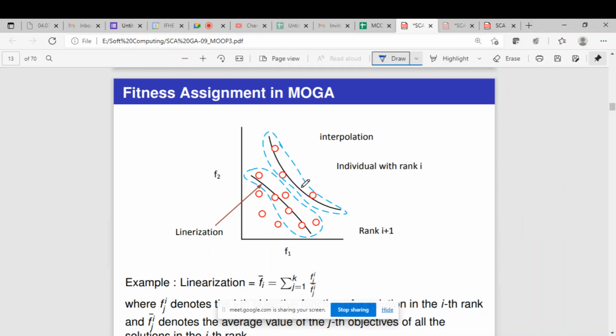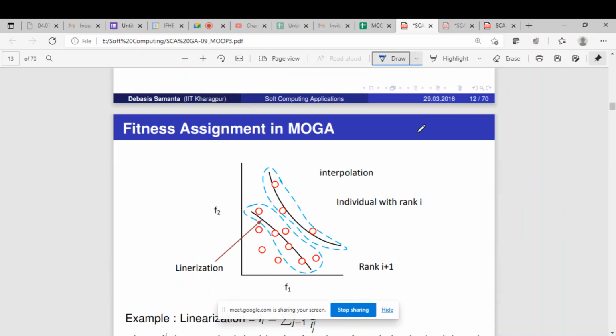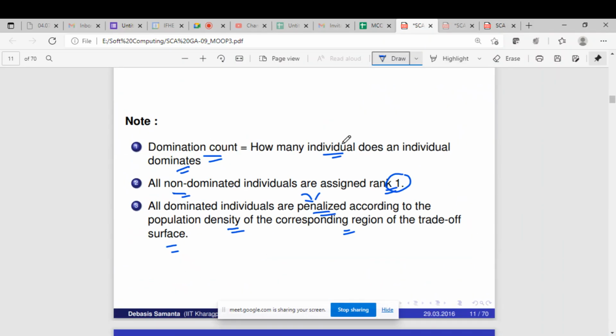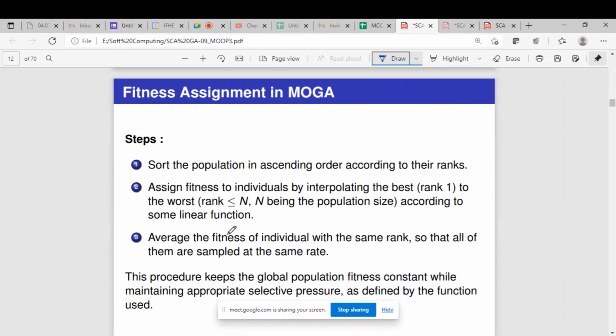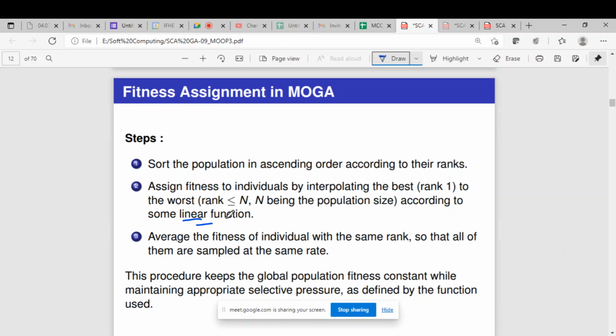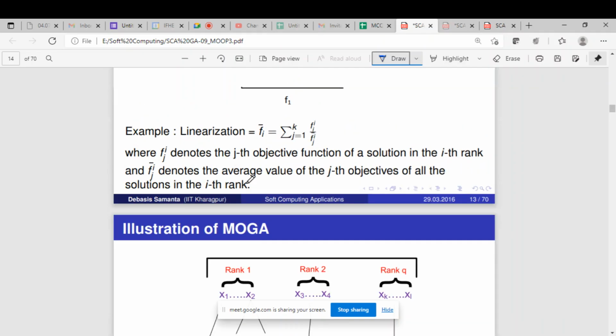So now we are going to discuss linearization. There are 2 steps in the algorithm. One is ranking, which we discussed first. These are the examples where we discussed ranking. After assigning ranking, you have to interpolate the best rank with the worst rank, and you have to identify the fitness by using some linear function. How is this being done? This is called scaling. That is what is being explained here.